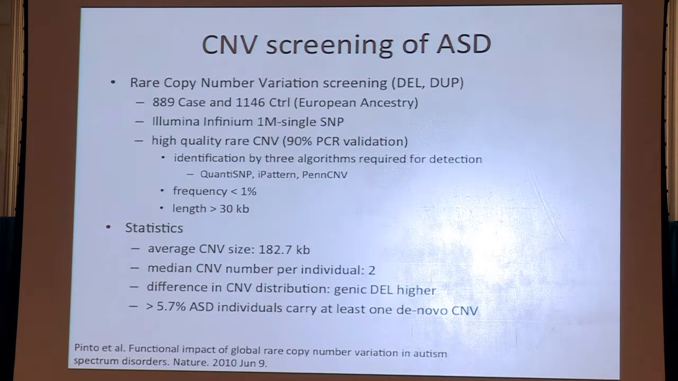So Steve Scherer and colleagues collected about 900 cases and over 1,000 controls, and they used the Infinium 1 million SNP chip, which was state of the art at the time, to measure intensity of DNA at different SNP positions, and then used that to predict copy number variants. They were interested in just the rare copy number variants, from their hypothesis that rare variants are more important. So they only looked at variants found in less than 1% of the population.